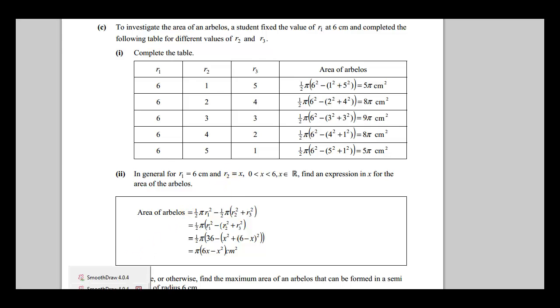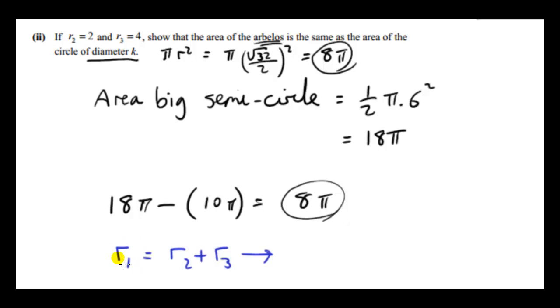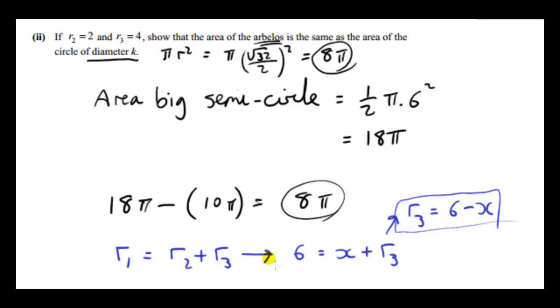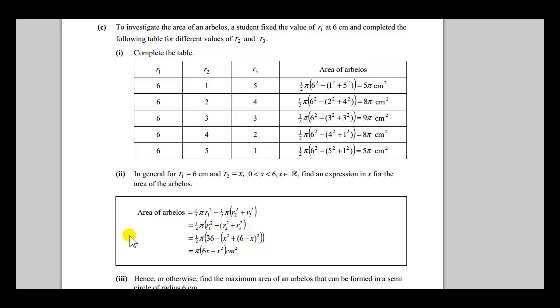So we are calling R2 x. R1 is 6. R2 is x. So R3 is just 6 minus x, of course. Alright, so we write 6 minus x for R3. So R2 is what we call x. And since R2 plus R3 is 6, R3 must be 6 minus x. And we need to square it. See, it's R3 squared, so we need to bracket 6 minus x and square it.